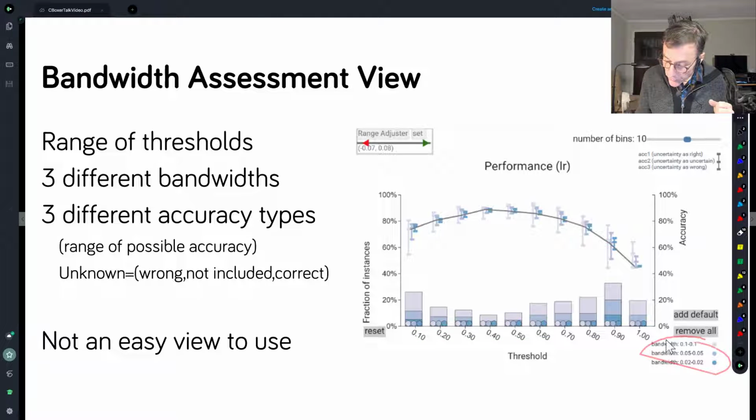It allows us to look at 3 different bandwidths. You can see 3 different levels here, and 3 different levels for everything in between. And it lets us see how many items are rejected and what the performance is across all of those different ranges of things. Now, this view packs in a ton of information and it's not very easy to use. So we tried something else.